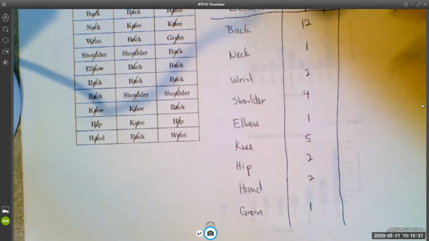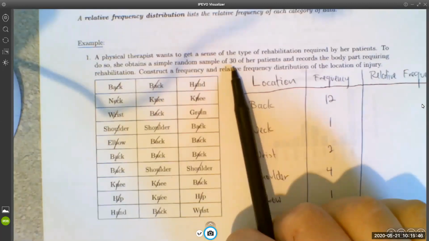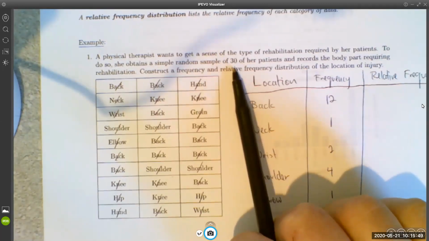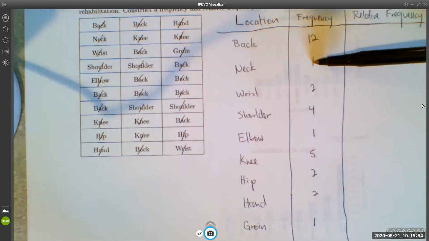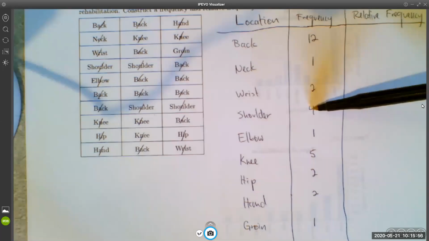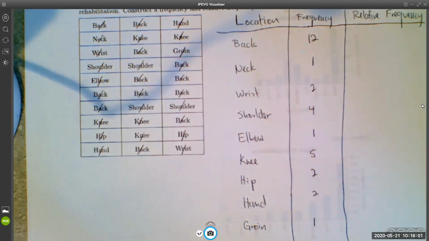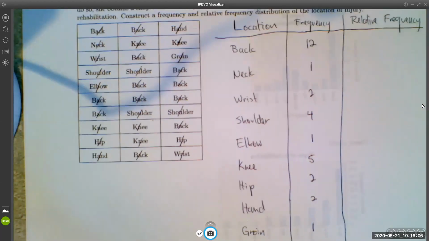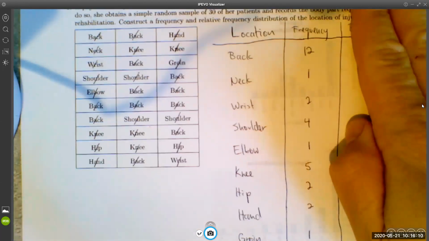Now, one way that you can check your work on this is when you add up all of these frequencies, you should get the total number of injuries. And in this case, we were told that she took a simple random sample of 30 of her patients. So we should get 30 when we add these up. And I think we do, right? 12, 13, 14, 15, 19, 20, 25, 30. Yep. So I think I got them all in there. So that would be a frequency distribution, right? Without the relative frequency column, that would be a frequency distribution right there.